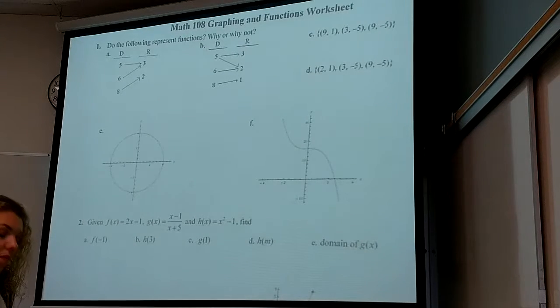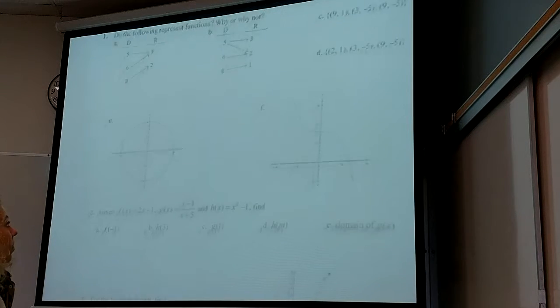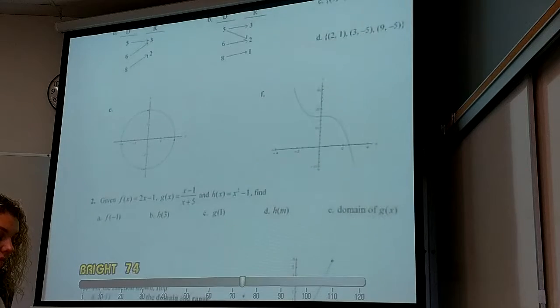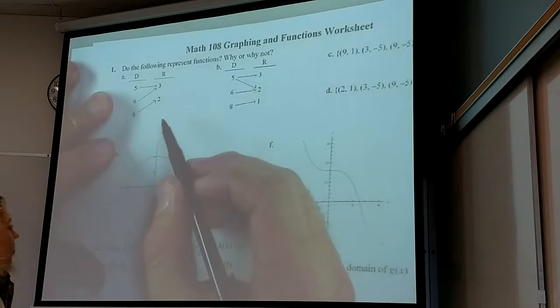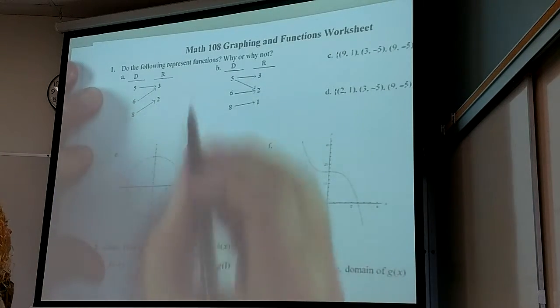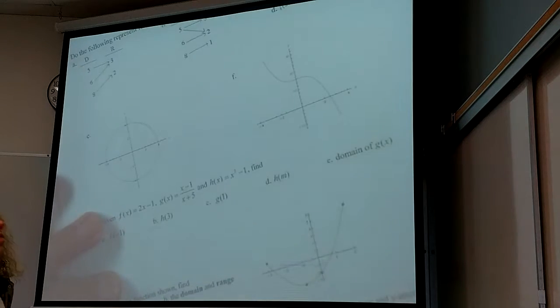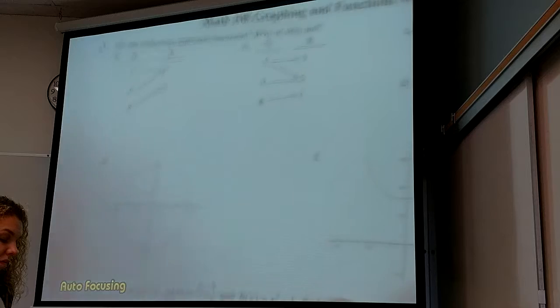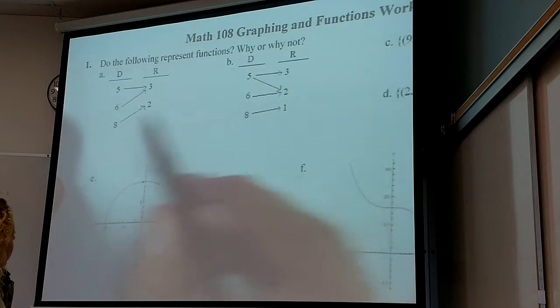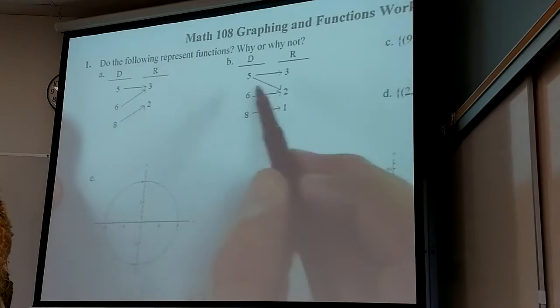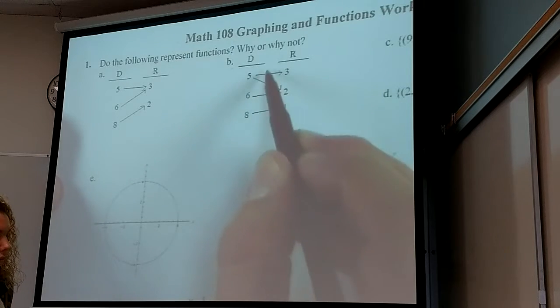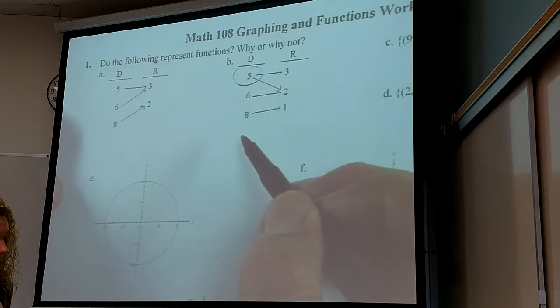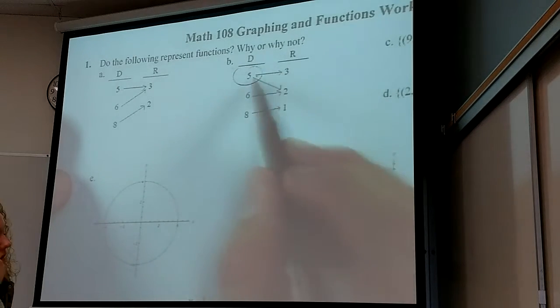Alright guys, so look here. First guy, so what are you looking for when it's in this form? Like which one of these is not a function? Yeah, this guy's not, because I can see two arrows coming off of one dude, right? So that 5 would go to 3 and 2.